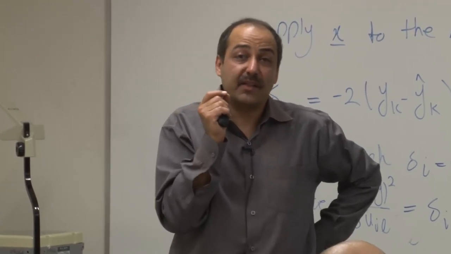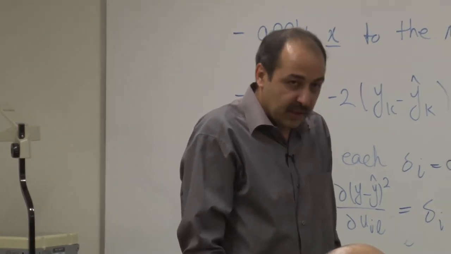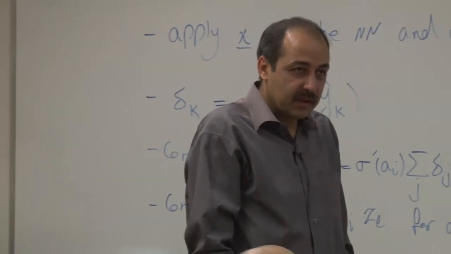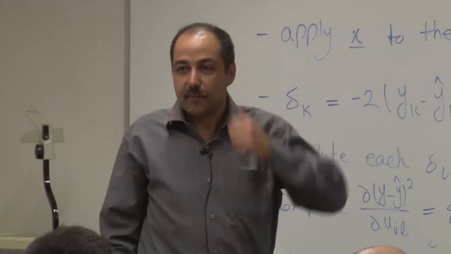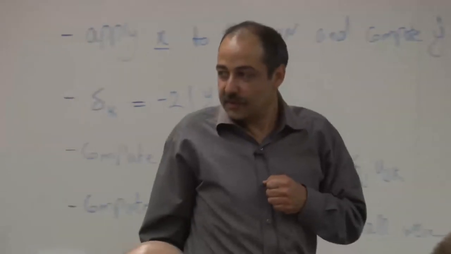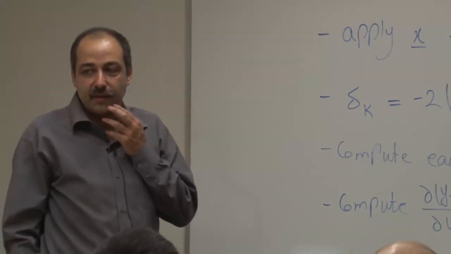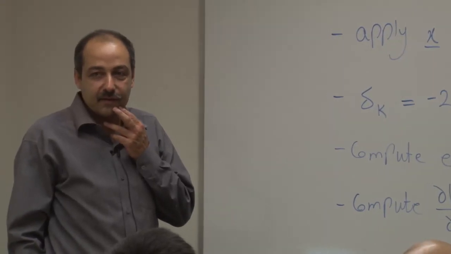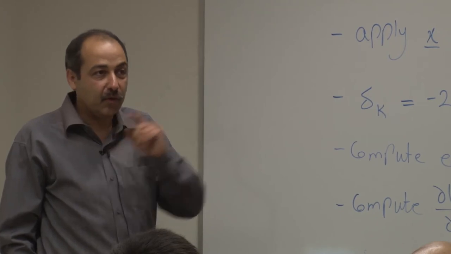Because if you have a small learning rate, it means that in each iteration, you're going to take a very small step, right? It takes forever to get to the minimum. But if you have a large learning rate, what's wrong with large? What can go wrong? Yes? You go over where you want to go. Yeah, you may overshoot, actually.